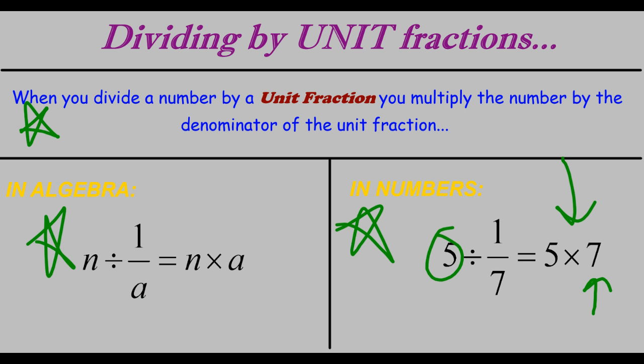So the algebra on the left is just telling us, not that we have to have variables for it, but that any numbers we would choose, the number n, whole number or not, divided by a unit fraction, 1 divided by a, where a is whatever denominator the fraction happens to be, is actually the same as n times a. Because this numbers example over here only tells us that it's true for 5 divided by 1/7. The algebra says it's true for any number we choose. And n can be fractions, n can be decimals, n can be whole numbers, anything like that that you want.